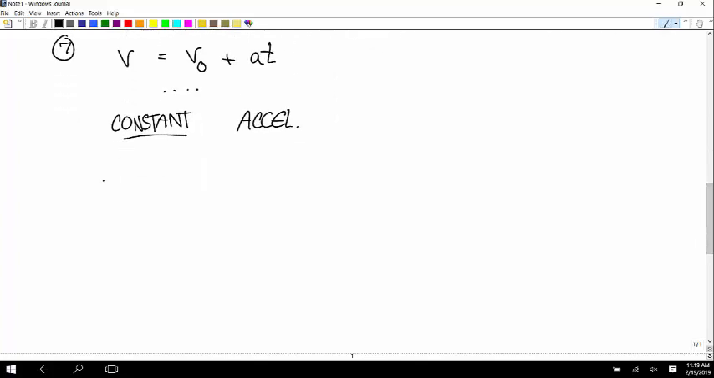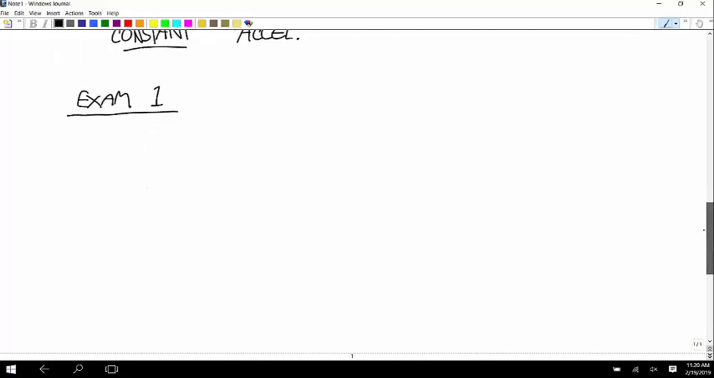Okay. So now let's go through all of the problems in exam 1. So the first one is a position versus time graph, and then it asks you a bunch of questions about it. And the graph looks something like this.